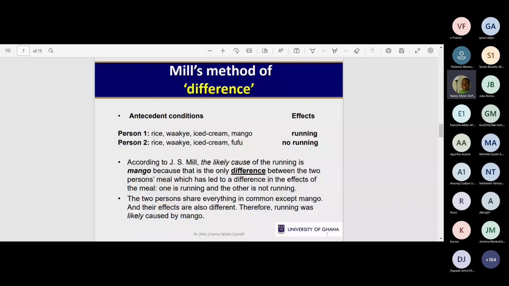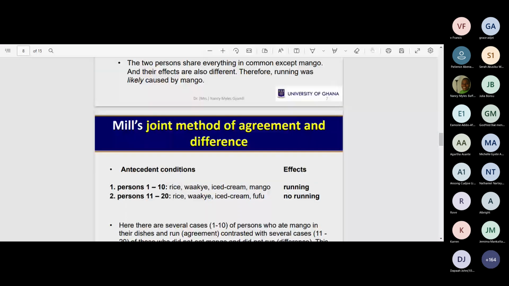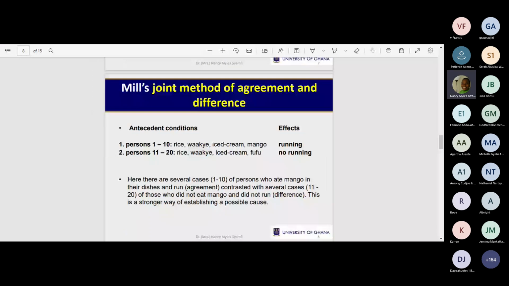The joint method of difference and agreement is the third one that I projected. That one simply does the method of difference, but it compares two groups, not one person. Okay, it compares a collective. So persons 1 to 10, they all ate rice, wachi, ice cream, and added mango. They are running. All of them in the hotel room are finished. Let's say the ladies on the team, so a couples retreat, something like that. The ladies ate rice, wachi, ice cream, and they all took a glass of mango at their session.